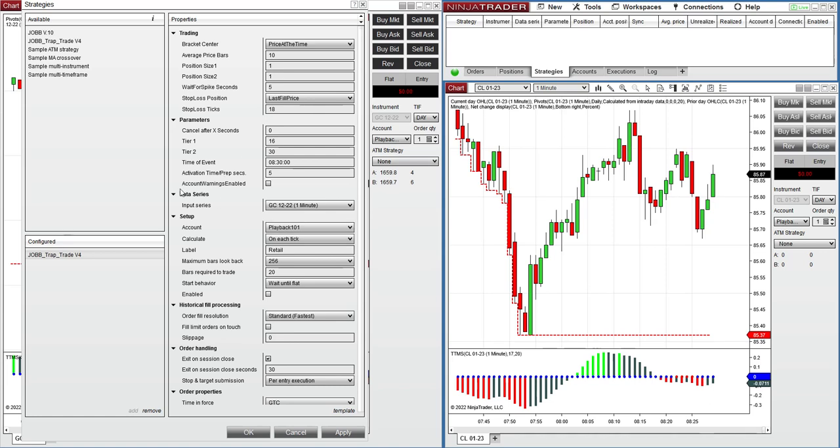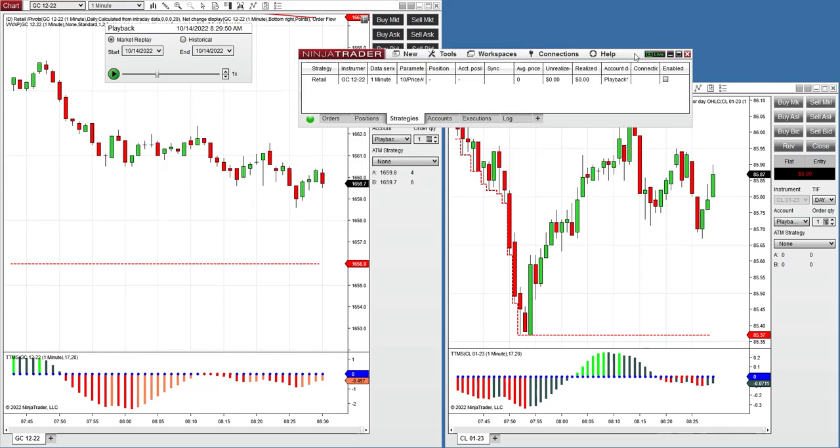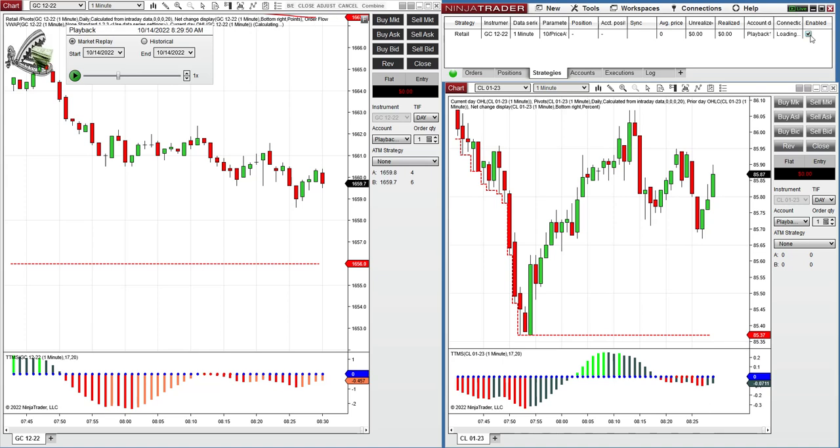You can always check your input series to make sure your chart matches the input series. 99 times out of 100, it will automatically. The chart will match the input series. Apply it, okay it, and then your trap trade, your setup, shows up on the NinjaTrader control panel. So now I'm going to enable the trade. Your icon logo comes up if your software is activated.